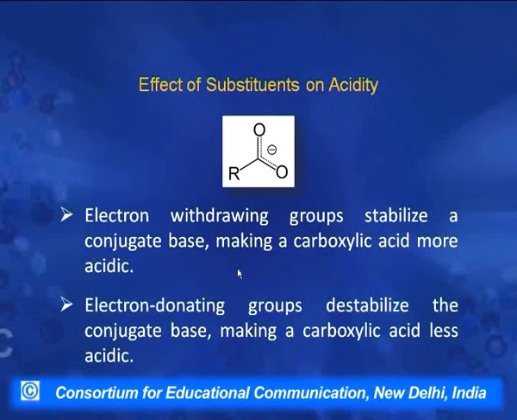And if it is an electron donating group, which somehow releases electrons towards the carboxylate anion, it will enhance the negative charge on this portion, so that will make it less acidic, or that will reduce the carboxylic acid to a weaker acid.